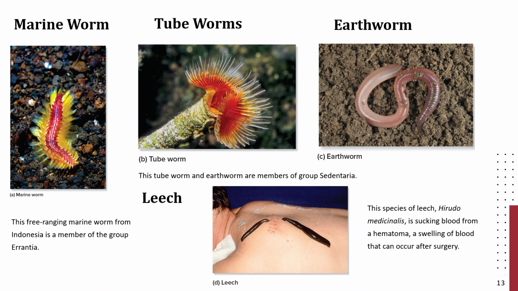A couple of quick examples here for you to look at. I would use your earthworm as sort of your standard example of the annelids. We talked about earthworms when we were talking about coelomates. Leeches are another great example of the annelids.